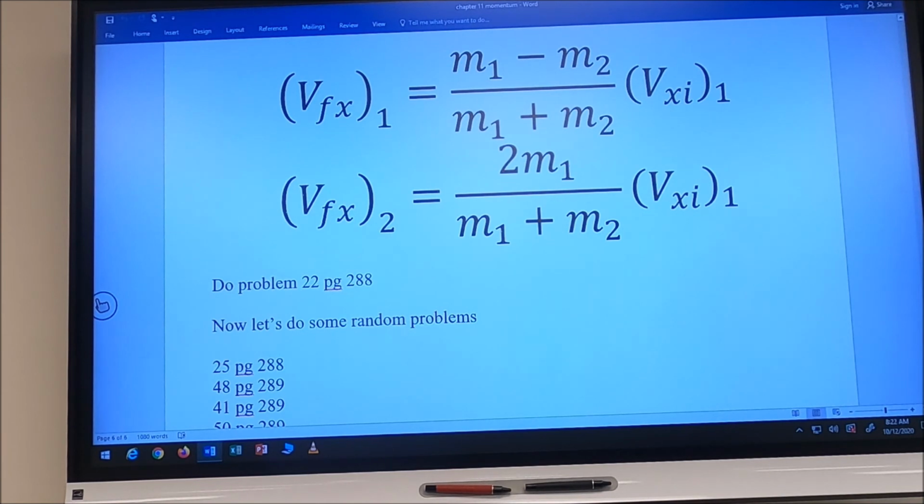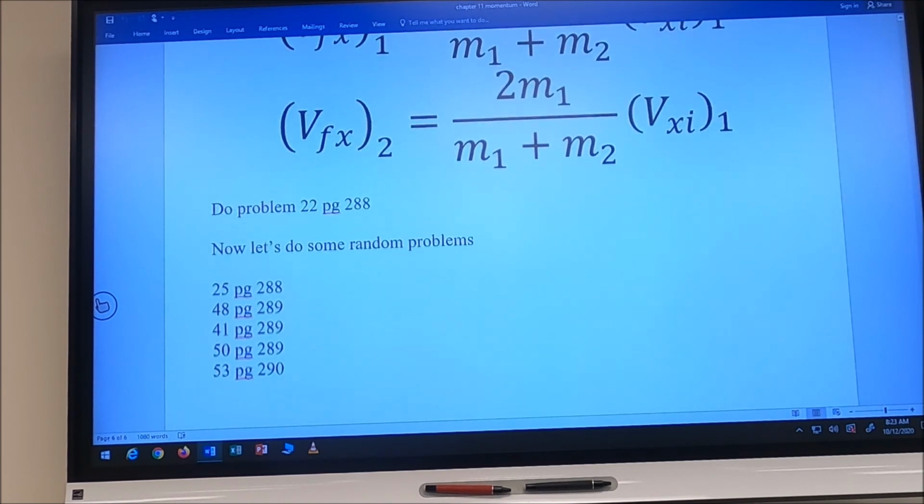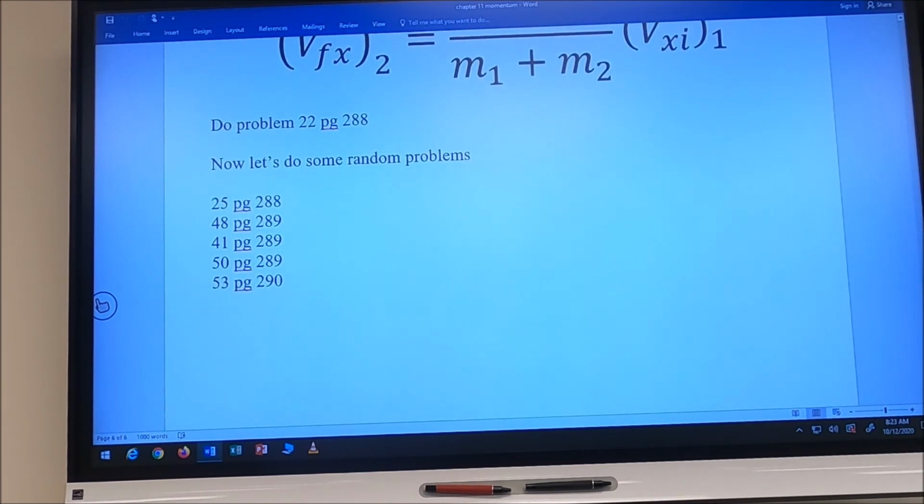Okay? And these are plug and chug equations. I've included problem 22 in the packet that I've given to you for you to look at. I don't think I need to do it because it's a plug and chug problem. Now, the rest of these problems here are some random problems that I would like you guys to try to work. And I will give you solutions for these.